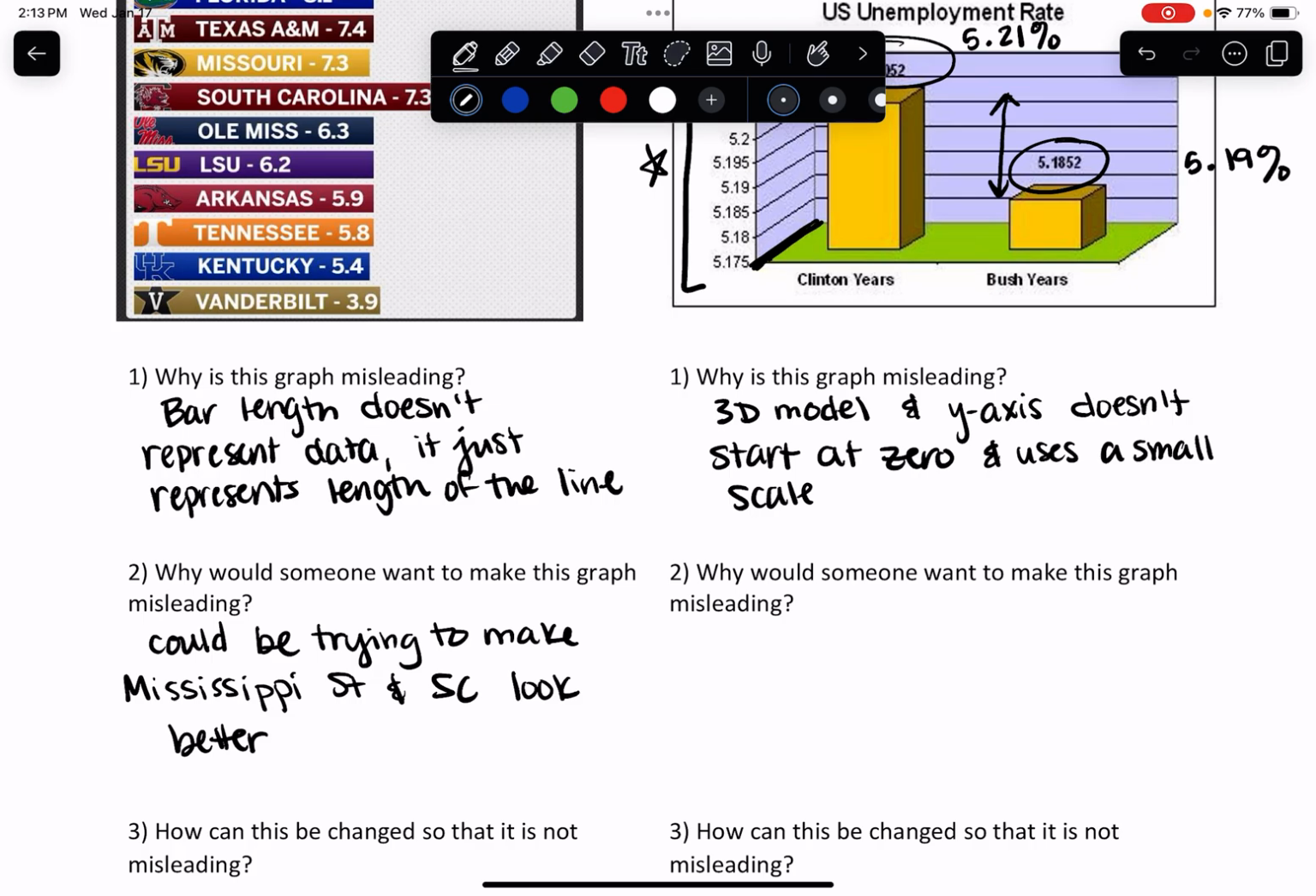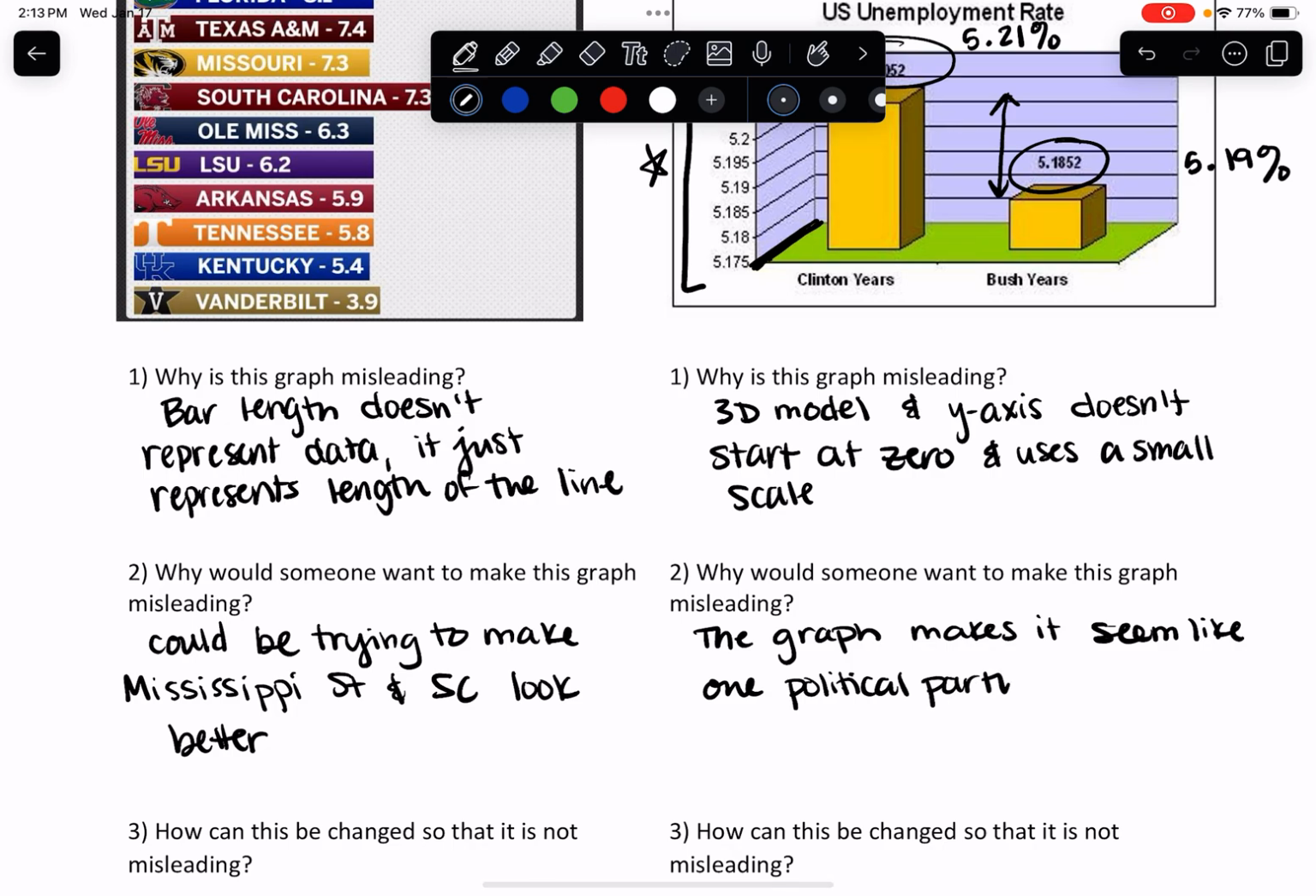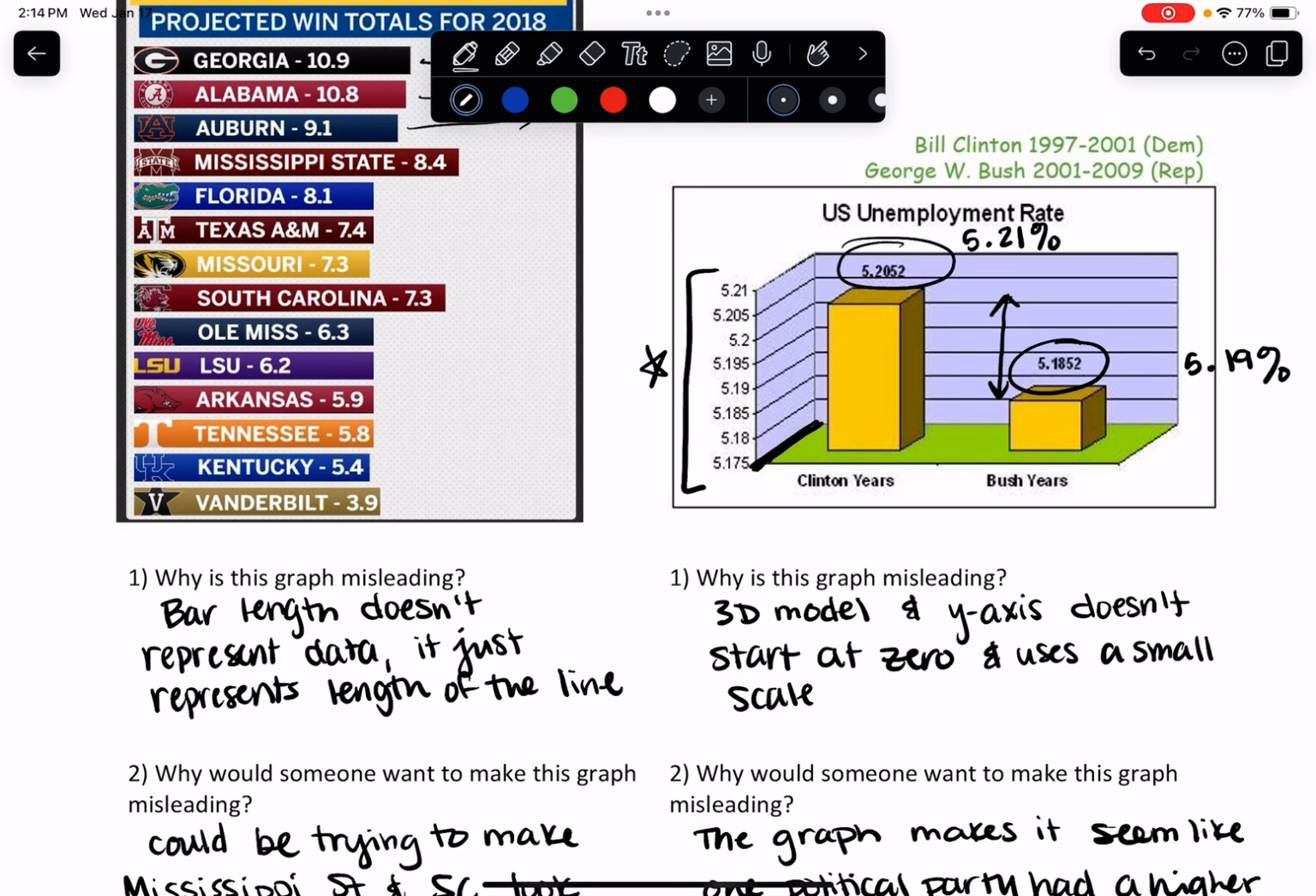We see this a lot in news in general. The graph makes it seem like one party has a significantly higher unemployment rate. So it makes it seem like the Democrats had a much higher unemployment rate, when in reality, if we look at these two values, they're quite similar across those years.